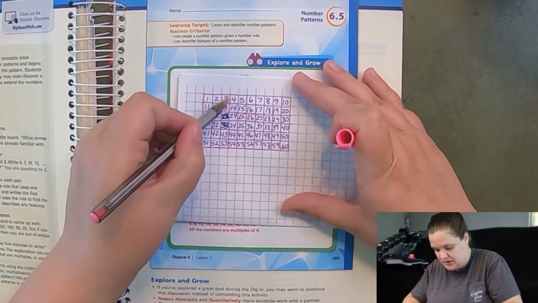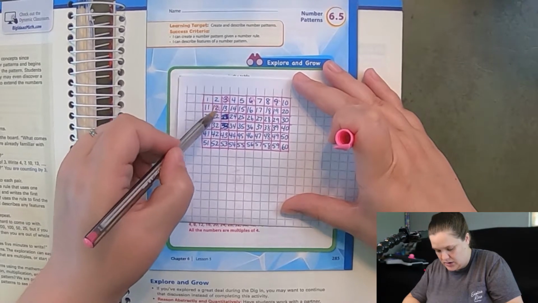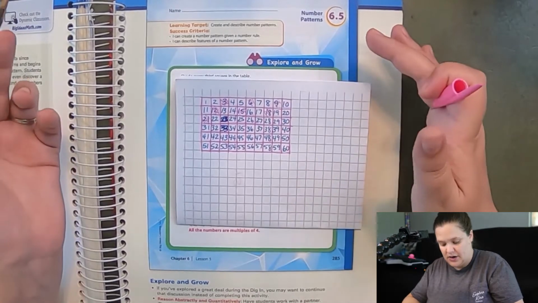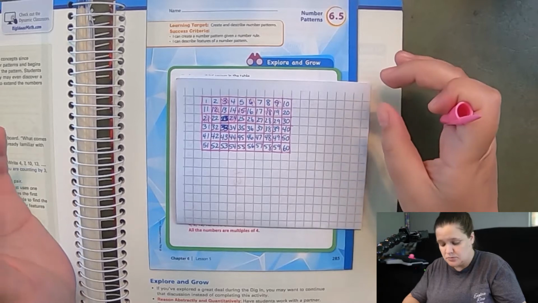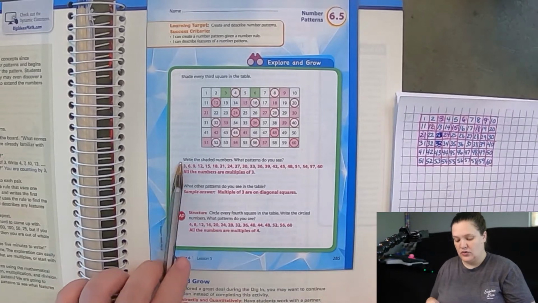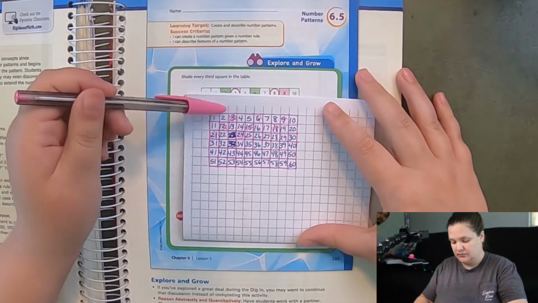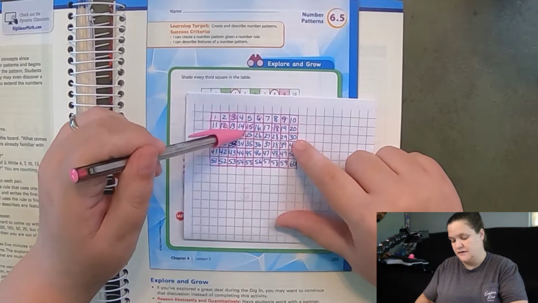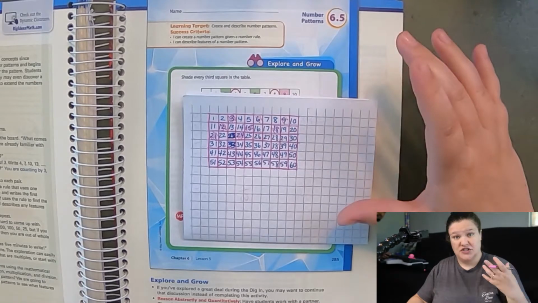So 1, 2, 3, shade, 1, 2, 3, shade, 1, 2, 3, shade, and so on. You're going to do that all the way to 60. Then you're going to write all of the shaded numbers. So you'll say, my first shaded number is 3, 6, my next one is 9, 12, 15, and so on, all the way to 60, or as close as you get to 60.